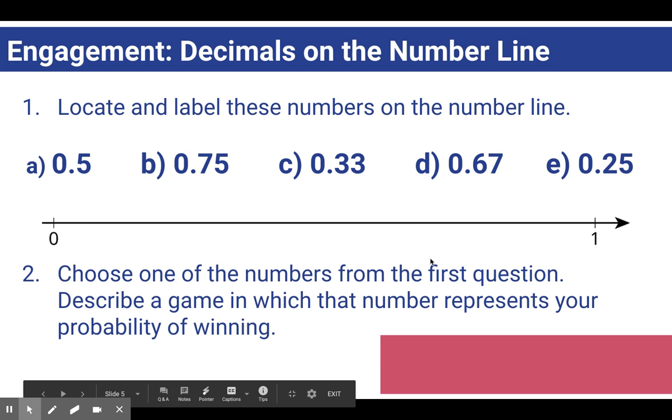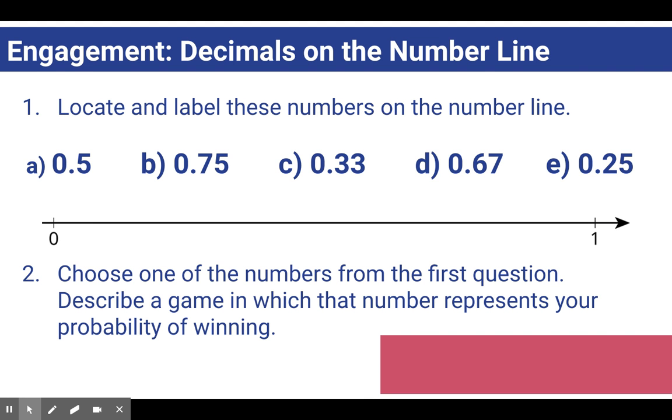So our engagement, which we will do inside of our journals, says that we want to locate and label these numbers on a number line. And we have choices 0.5, 75 hundredths, 0.33, 0.67, and 0.25. So we want to label these on a number line. And then it says choose one of the numbers from the first question and describe a game in which that number represents your probability of winning.